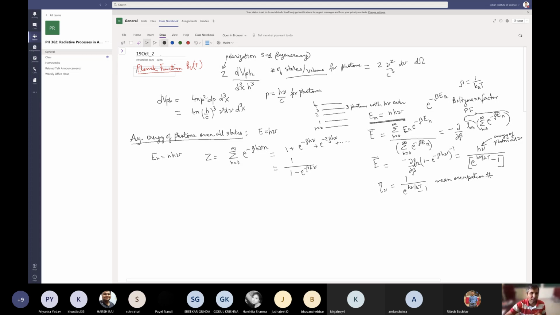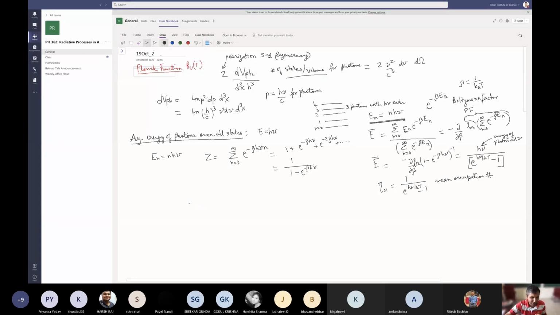Okay, so now we come back to our calculation that we were doing. So this is the first step. We calculated the number of states per unit volume. E bar is the average energy integrated over all states.